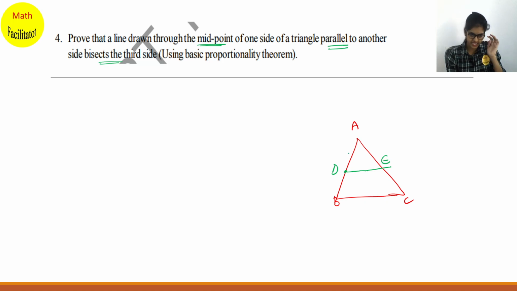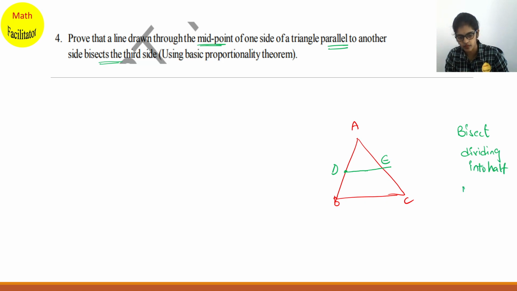Clear? I'll explain once again, just see. You are drawing a line from the midpoint of AB, and this line is parallel to BC. So this line meets the other side AC. Where it is meeting at this point, it is bisecting the third side, or I can say E is the midpoint. Bisecting means what? Whenever we say bisect, that means it is dividing into half, or I can say it is nothing but the midpoint. So this is what we understood from this.